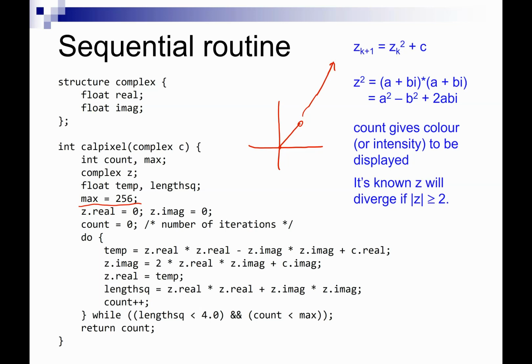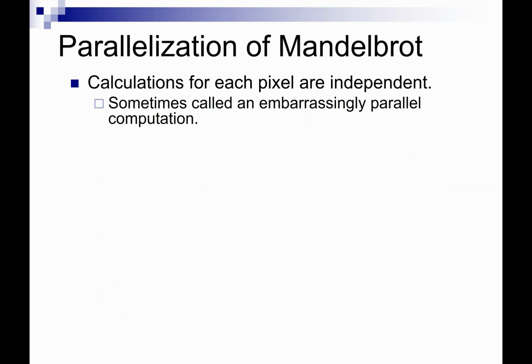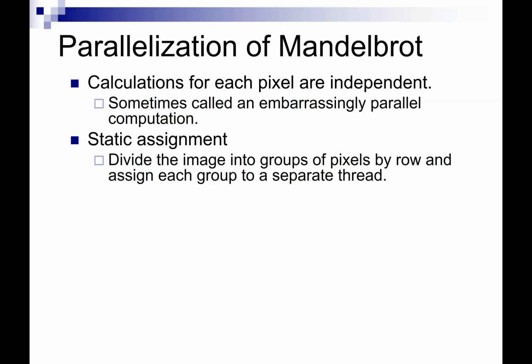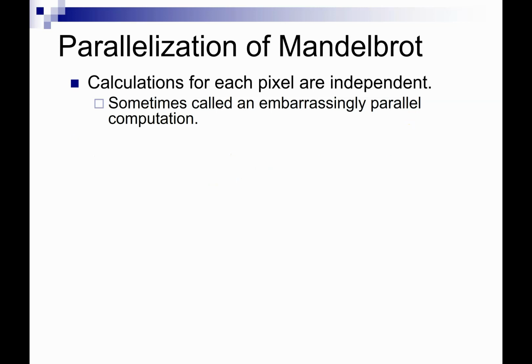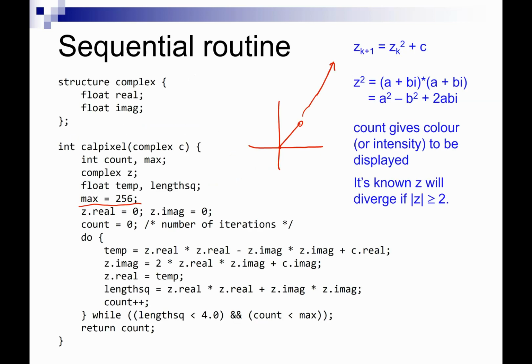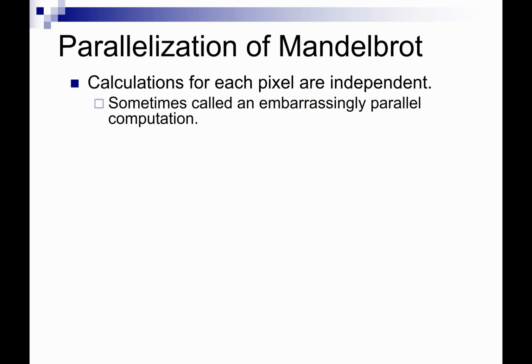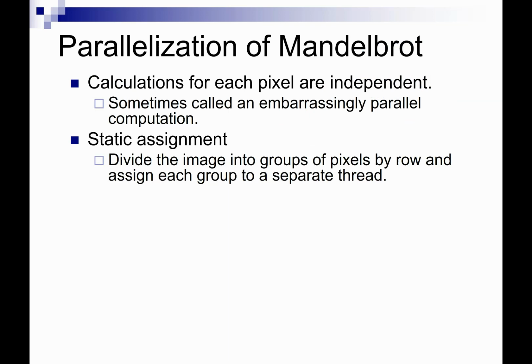So that's the computation for determining whether one value c converges or diverges. When you compute the Mandelbrot set, you need to know this information for all the values in the complex plane, right? So what we do is divide this plane into a bunch of pixels, and for each pixel, we run this calculation. All of the computations are completely independent from each other, and so we can run all of them in parallel.